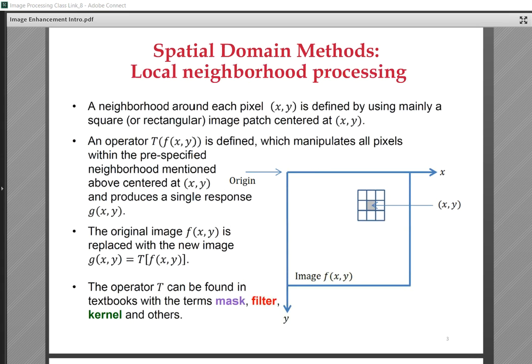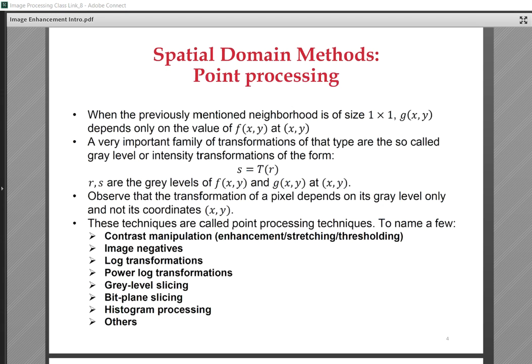Spatial domain methods: local neighborhood processing. The neighborhood of some pixel at x, y. A neighborhood around each pixel x, y is defined mainly by using a square or rectangular image patch centered at x, y. This is x, y, and this is a rectangular patch around it. This is a neighborhood. An operator, for example, T transform.